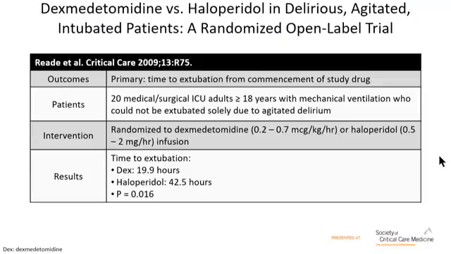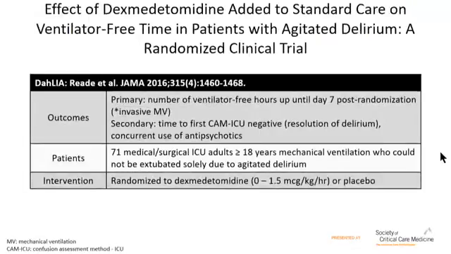However, their current mental state was the precluding factor. They were randomized to dexmedetomidine or haloperidol continuous infusion, and they were able to find that dexmedetomidine had a significantly shorter time to extubation compared to patients with their agitated delirium being treated with haloperidol. They followed this up this past year with the Dahlia study.